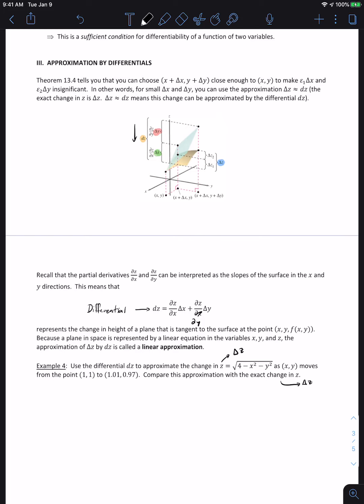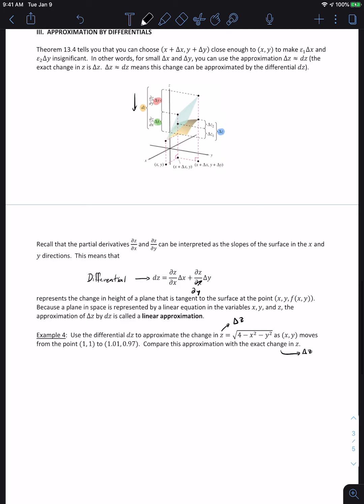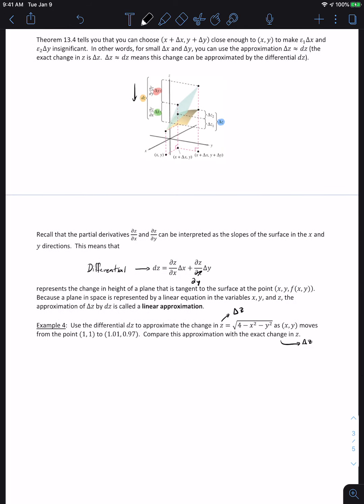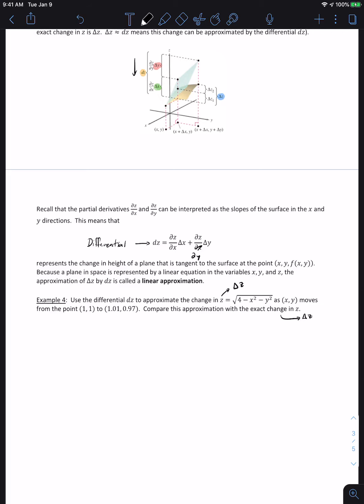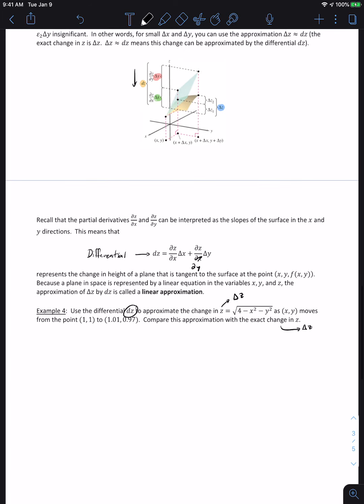Okay. So the first thing we want to do here is find the partial derivative of z with respect to x, and the partial derivative of z with respect to y. Because what we're going to do here is find the differential, and then we will show how close that is to the actual delta z, which we can find.